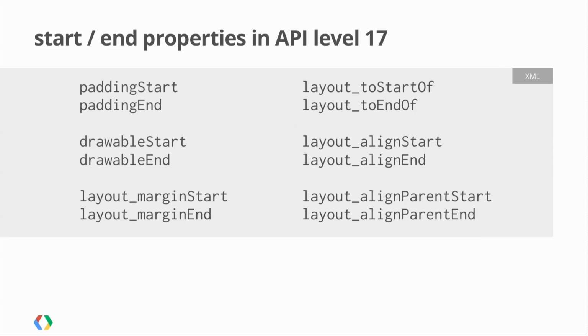What are the start end properties we're introducing in API level 17, so for Jelly Bean MR1? It's about padding, drawables, layout margin, and a bunch of properties for relative layout.